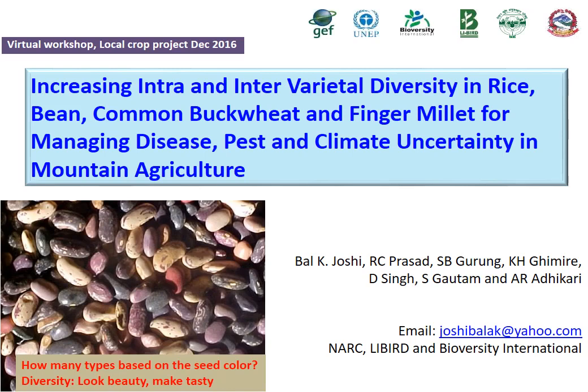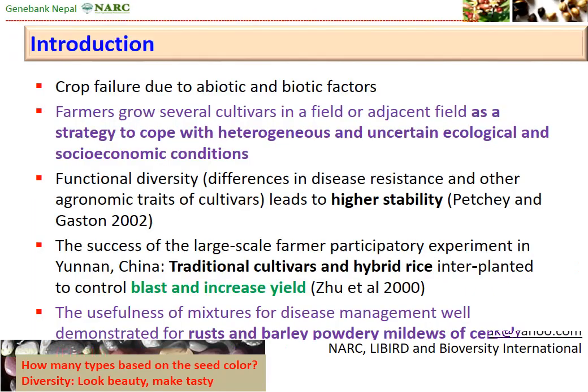I'm going to talk on cultivar mixtures. Specifically, the title is Increasing Intra and Inter Varietal Diversity in Rice, Bean, Common Buckwheat, and Finger Millet for managing disease, pest, and climate uncertainty in mountain agriculture.